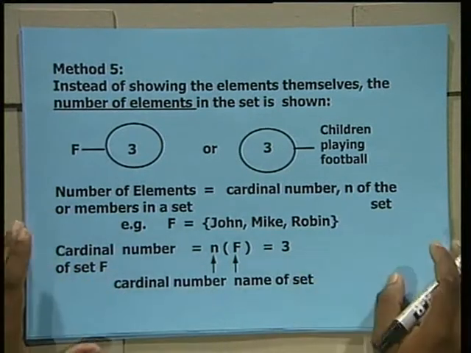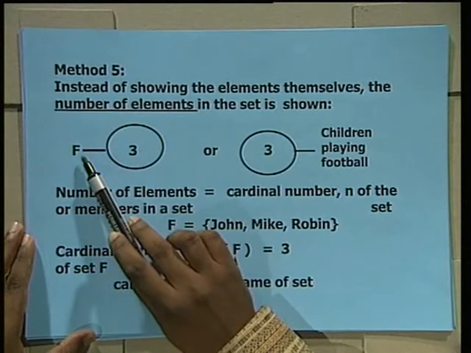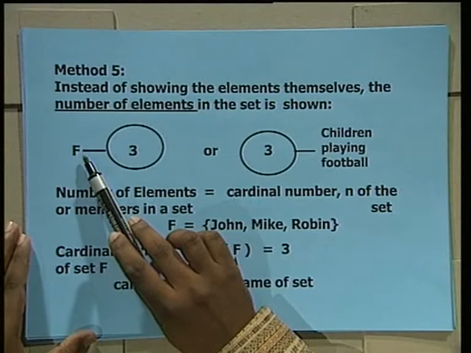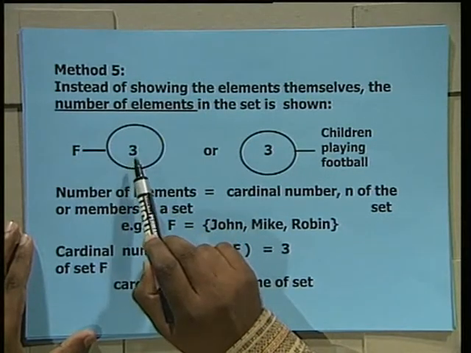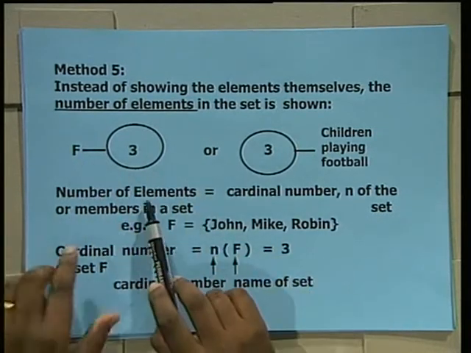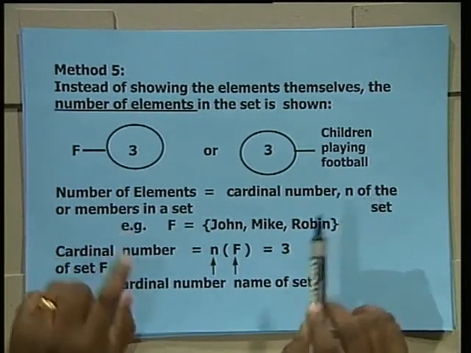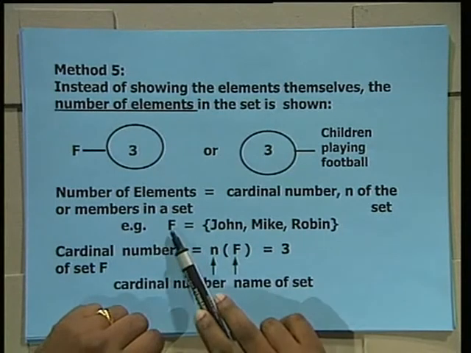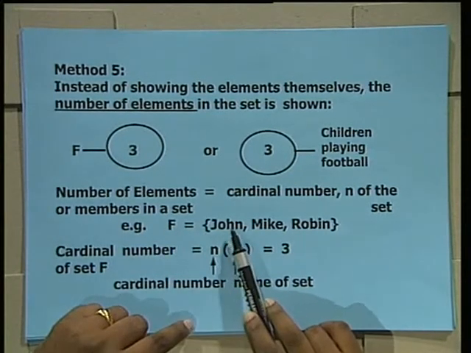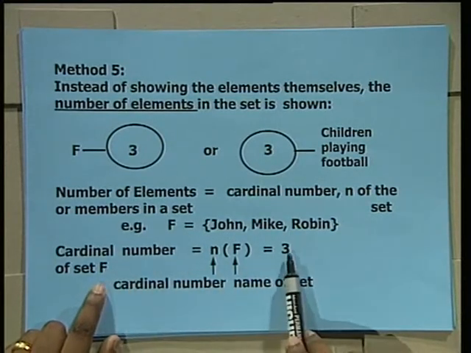The next method would be to show the number of elements in the set. Instead of showing all the elements, we show just the number of elements. For example, there were 3 children who play football. Instead of writing their names, we have written the cardinal number with the label. The number of elements in a set is called the cardinal number of the set. For example, in the set F, which consists of 3 children playing football, we say the cardinal number of set F is 3.